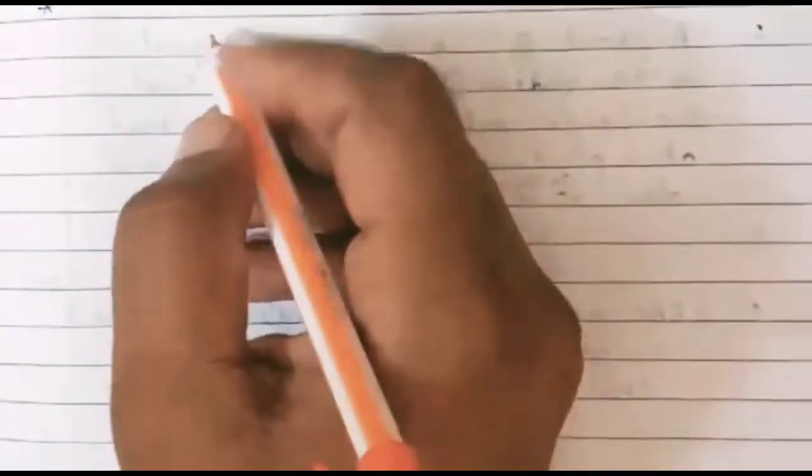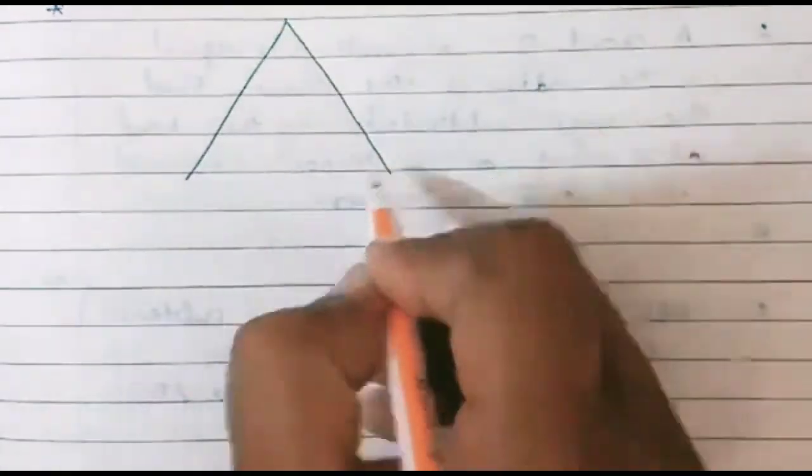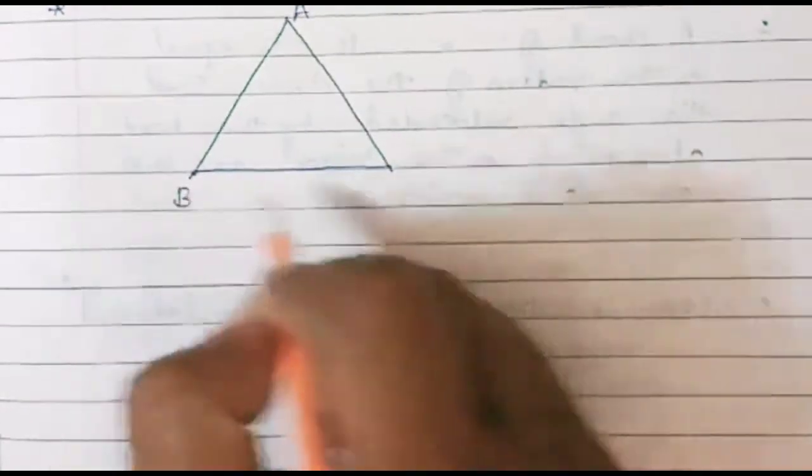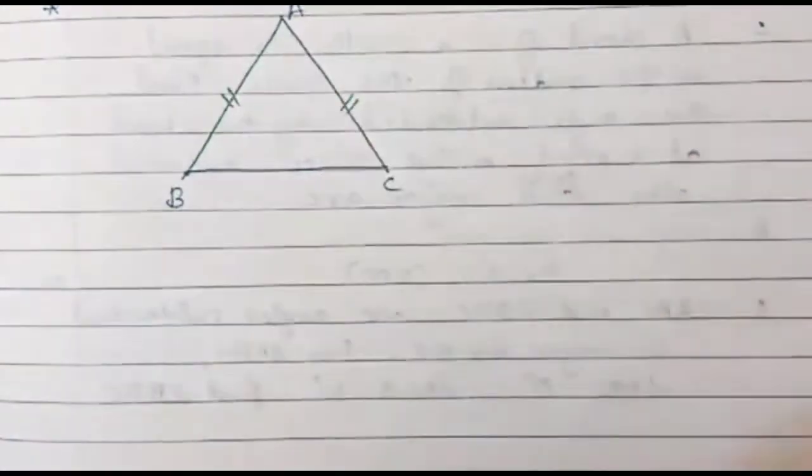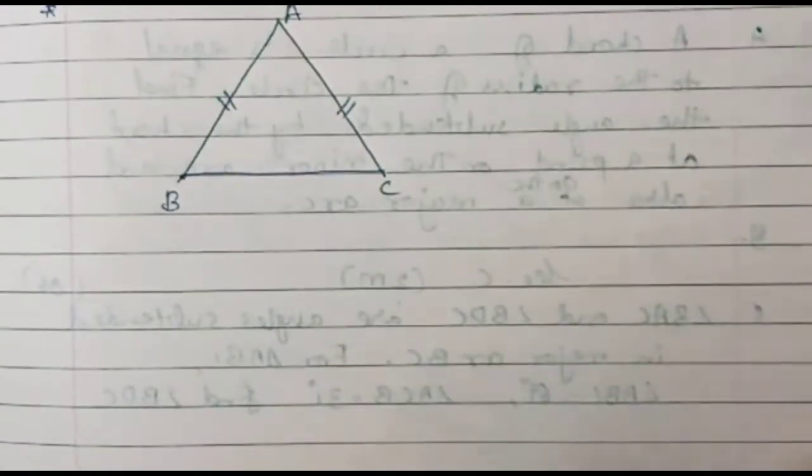Now let us start with exercise 7.1. Please try to understand the first question. It is not that difficult. Triangle ABC is an isosceles triangle. So this is triangle ABC, which is an isosceles triangle having AB and AC, two sides, equal.